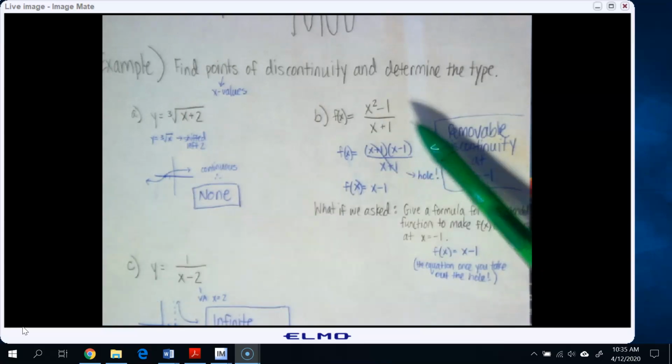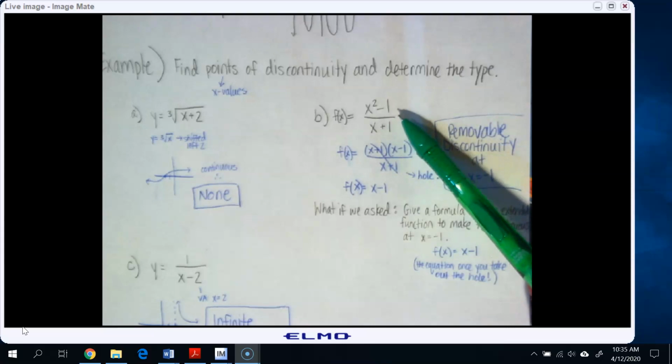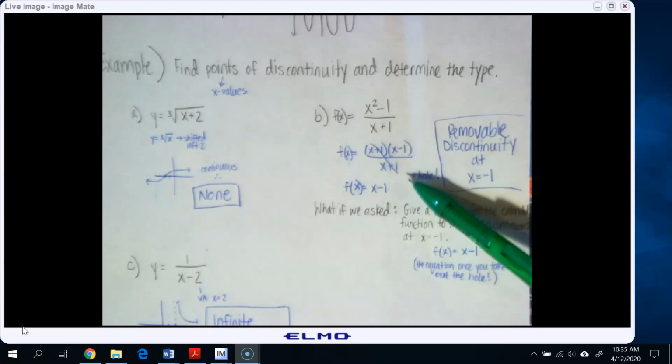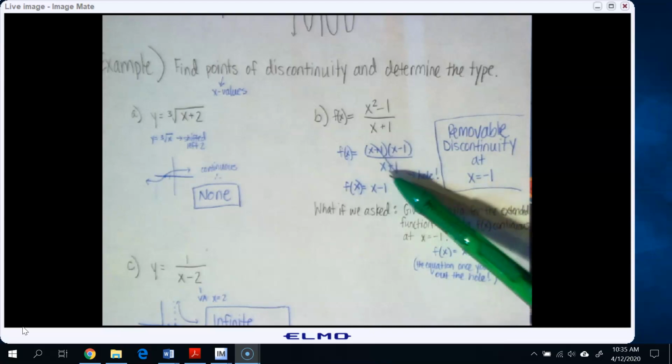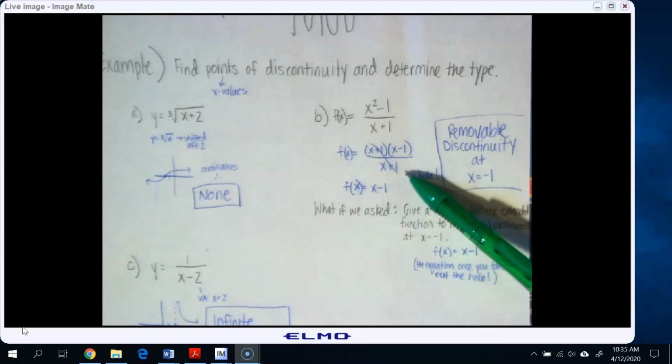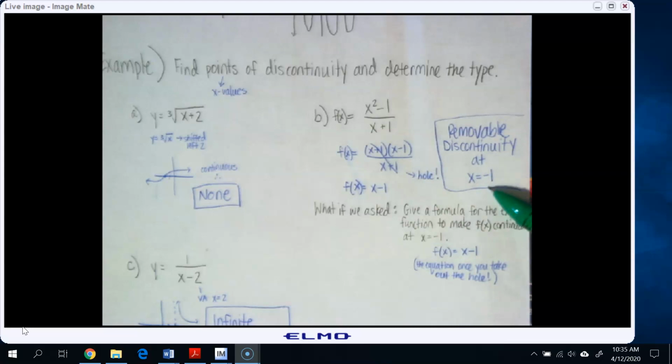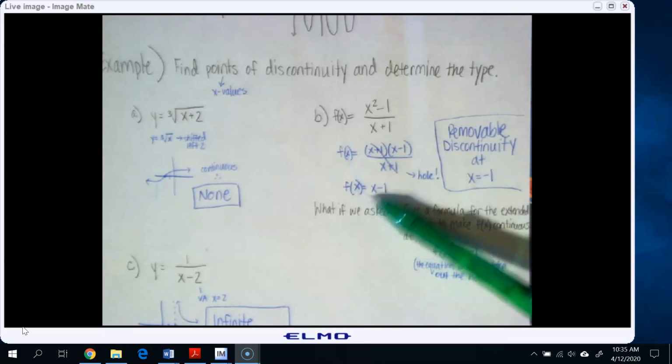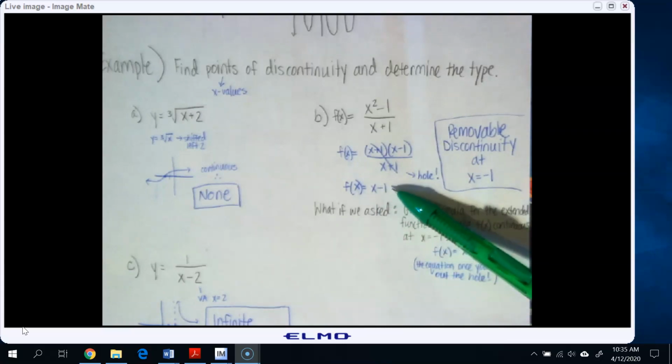For letter B, I saw this was a rational function. Anytime you have a rational function, your first thought should be, is there a hole, right? Which we now know is called a removable discontinuity. So I factored it, and I said, oh, look at that, there is a hole, right? X plus 1's cancel out. And so because there's a hole, that x value, -1, would be a removable discontinuity. So I'd say there's a removable discontinuity at x equals -1. And that means it's continuous everywhere else because I can see the function I'm left with is just linear.